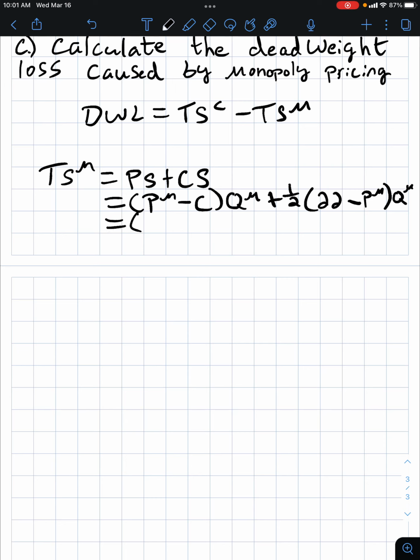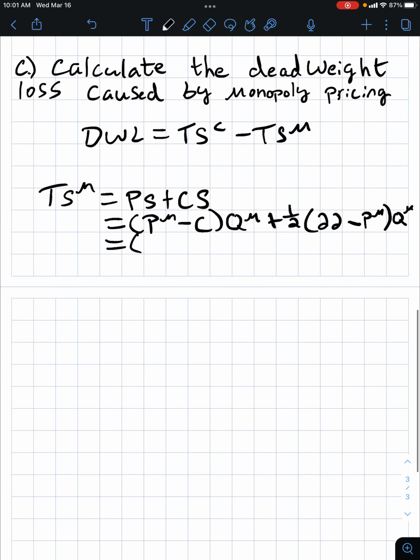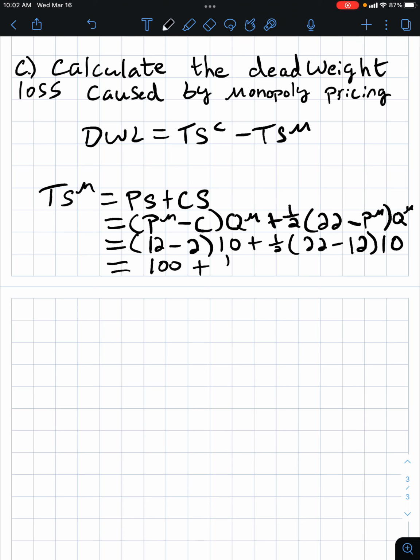If we input our values, the price of monopoly was 12 and the quantity 10. So 12 minus marginal cost of 2, times 10, plus 1/2 times 22 minus our price of 12, times 10. This is going to be equal to 10 times 10 is 100, plus 1/2 of 10 times 10, which is 50. So our total surplus in a monopoly is equal to 150.